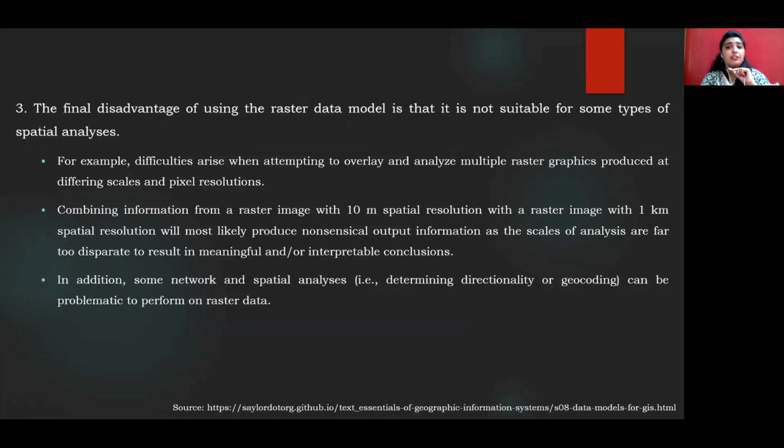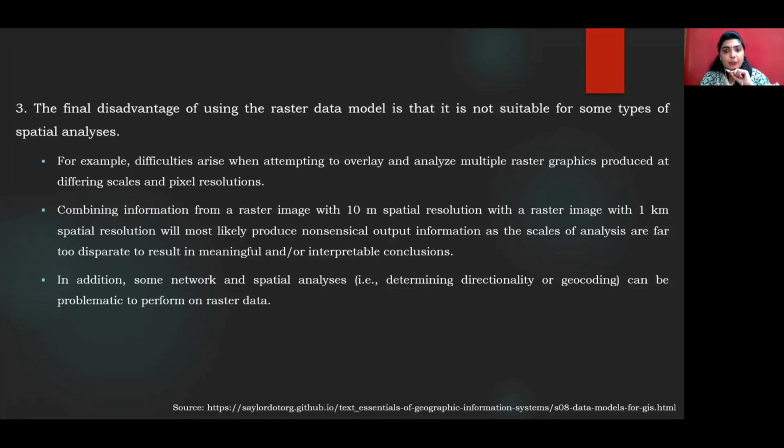The final disadvantage of the raster data model is that it is not suitable for some types of spatial analysis. For example, difficulties will arise when attempting overlay analysis, and multiple raster graphics have to be produced at different scales and pixel resolutions. It is not that easy. Maybe the results will not be that accurate. Combining information from a raster image with a 10-meter spatial resolution with a raster image of 1-meter spatial resolution, the output will not be proper, it won't be accurate, it won't be precise.